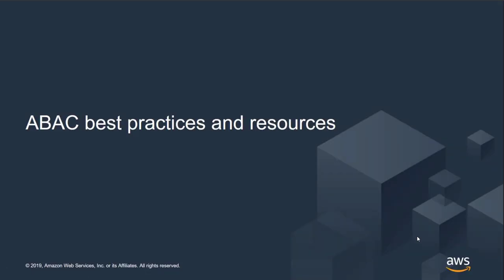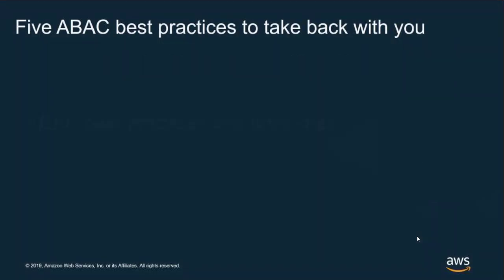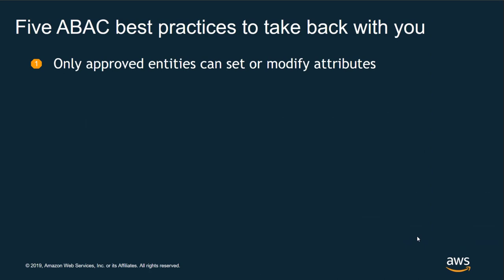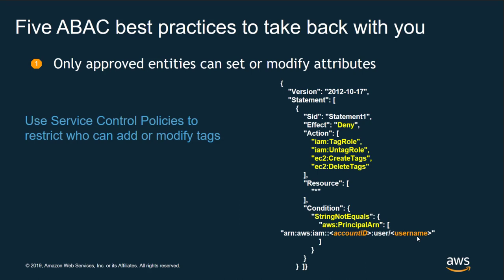All right, so what are the ABAC best practices that you can take back with you from this session? The first one is you only want to allow approved entities in your organization to set or modify attributes. By this, I mean that only trusted administrators who should have permissions to change critical things or change security settings should be able to update your attributes for access control. Everybody else should not have update permissions. And the way you can do that is using service control policies.